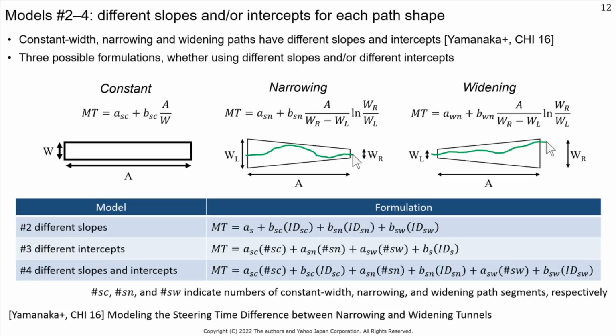Another approach is to use different slopes or intercepts for each path shape. According to our previous study, the slope and intercept values differ among these 3 path shapes. Therefore, there are 3 possible formulations, whether using different slopes, using different intercepts, and using both different slopes and intercepts.